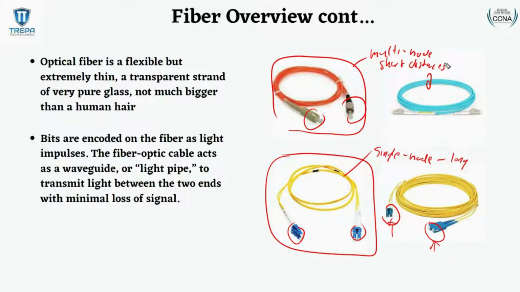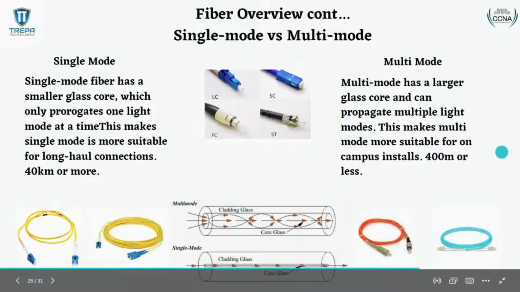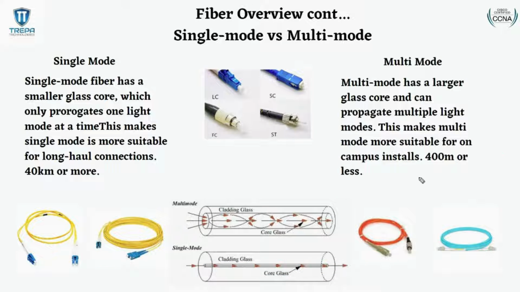And then multi-mode is light refracting across the glass core. That's why it can't go the same distance as single mode. But it's great for our connections between data centers, maybe on our campus network. So here we go, a little bit more in depth into the differences between multi-mode and single mode. As we can see here, this glass core in single mode is just one light going across, which is good for our long hauls, right? As you can see here, these long hauls could be 40 kilometers or more.